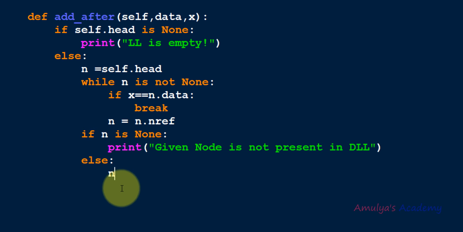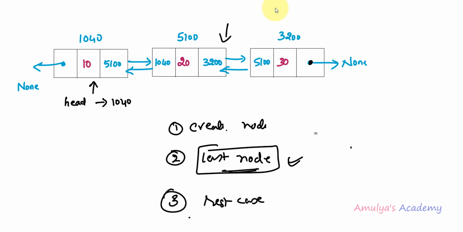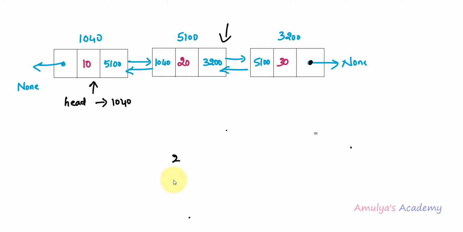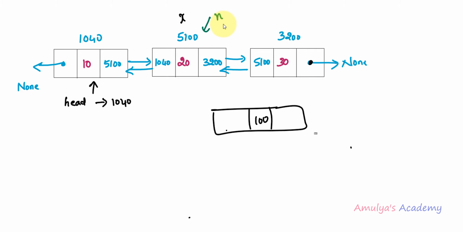To create the node, I'll use new_node is equal to Node, and pass the data. Here, use an underscore. So now the new node is created. Next, let's see what happens if I add a new node after the given node. First, let's take this as x. Now I need to add the new node after this node. So first step, I'll create the new node like this, with data 100. Now here n is also pointing here.